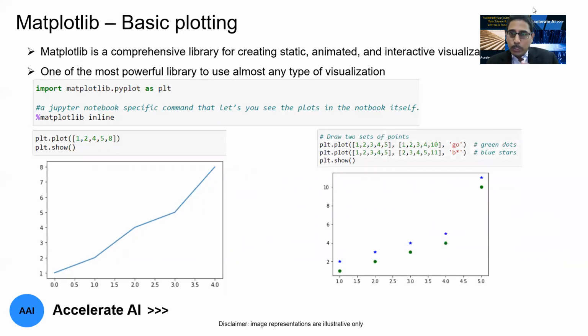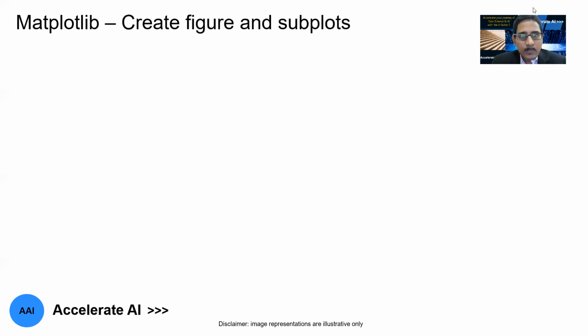Similarly, if we want to draw 2 sets of points, here you can see there are 2 sets of points, one representing a green dot and the other a blue star. These are all the syntax: 'go' and 'b*' represent green dots or blue stars. Similarly, 'g-' and a lot of other things can also be used.